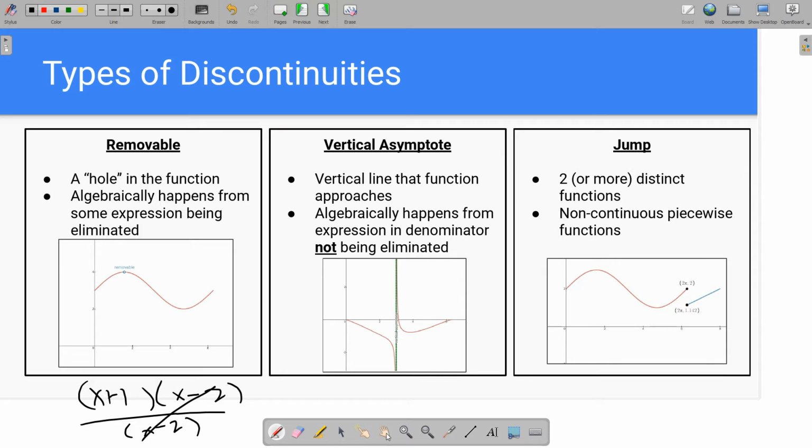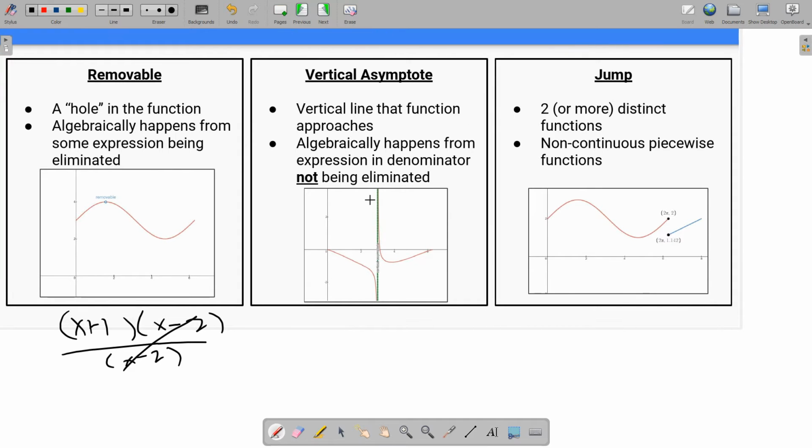A vertical asymptote arises when you can't remove it, like you can't cross it off like that. So in this case, this is like something over x minus 3, and x minus 3 can't be removed, it's just always there. So at 3, it's an undefined function, and that's what creates a vertical asymptote. And jump discontinuities are when you have non-continuous piecewise functions.